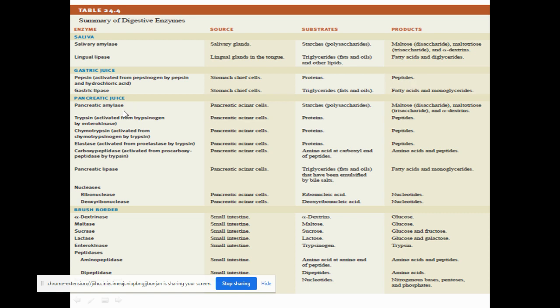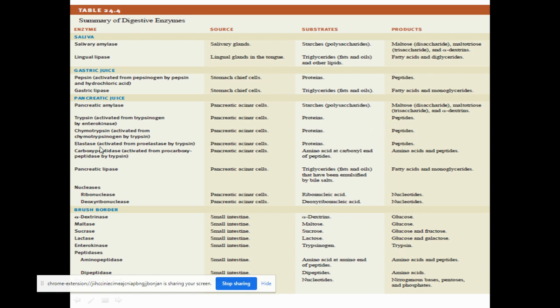When it enters the duodenal region, the pancreatic secretion contains trypsin, chymotrypsin, elastase and carboxypeptidase. So, what is the role of trypsin? Trypsin, just like pepsin, acts upon the proteins, but the target is the basic amino acids. Okay, basic amino acids, and it converts them into peptides. Whereas the chymotrypsin, which is secreted in the form of chymotrypsinogen, again acts upon the aromatic amino acids just like the pepsin and converts them into peptides.